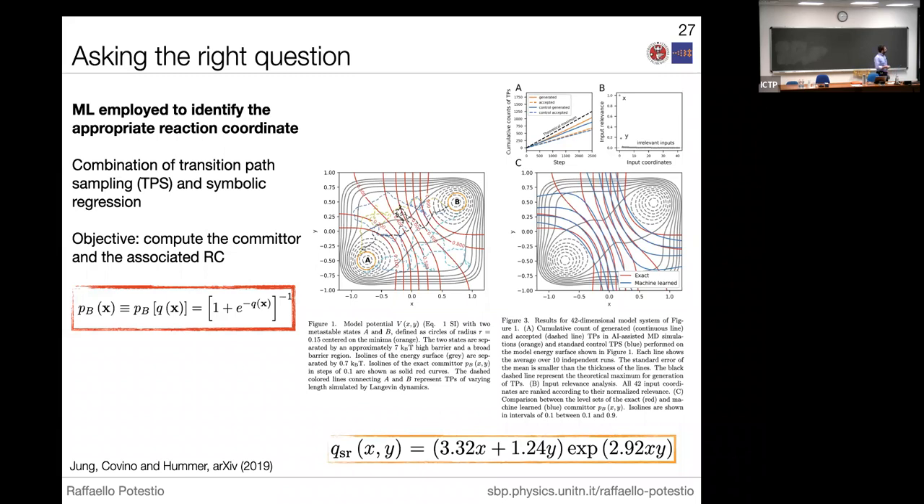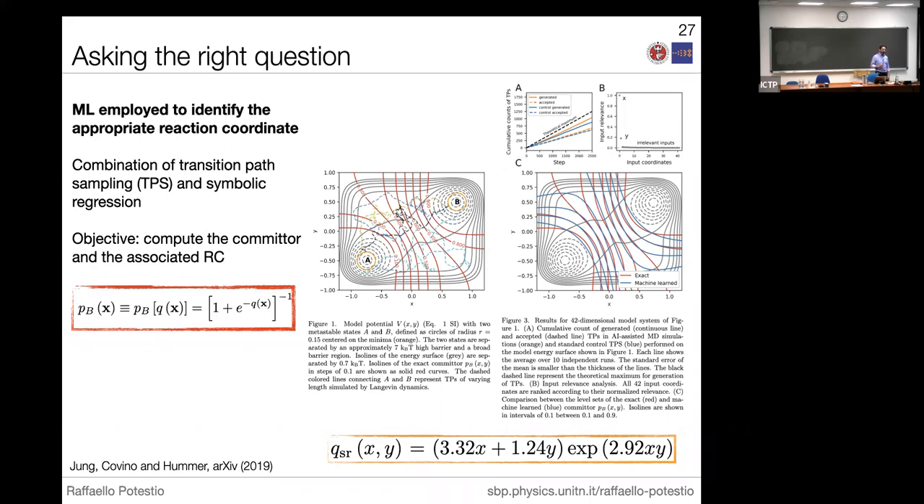And you can see that this function, in terms of the coordinates of the system, in proximity of the path that is indeed followed by the system in going from state A to state B, is very close to the iso-committor lines. So it is an excellent proxy for the committor as a function of the coordinates.